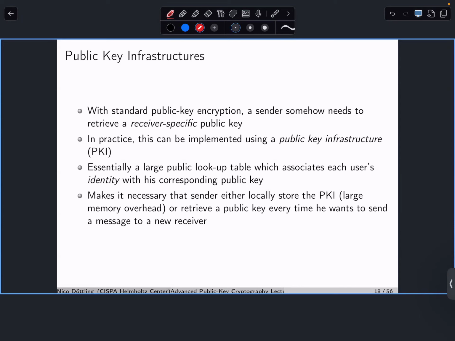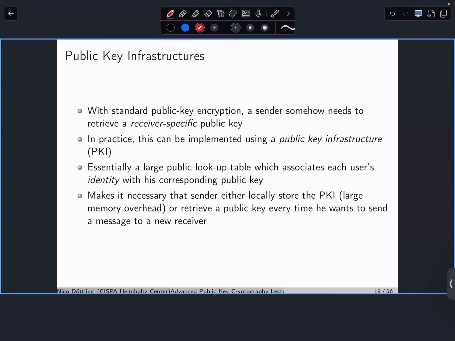This is really just a giant public lookup table which associates each identity, let's say an IP address, with the user's corresponding public key. If you have an IP address, there's an empty spot for you in this public key infrastructure at which only you can write your public key. Good. This is how it's currently done.